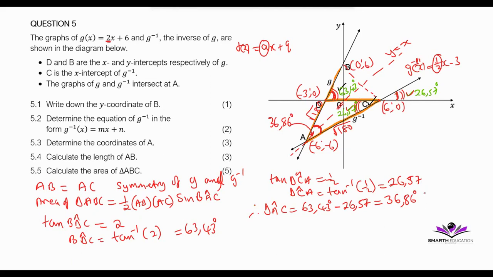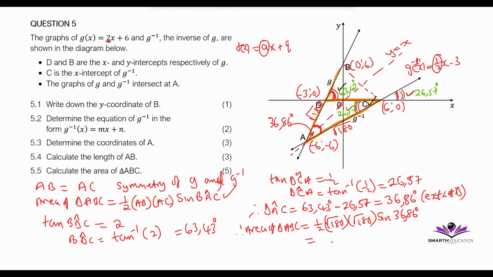Now we can use the sine rule. Here is the exterior angle of triangle. That's the reason. And then now let's use our sine rule. This is our sine rule. So we're saying area of triangle ABC is equal to half, then AB square root of 180, AC square root of 180, and then sine 36.86 degrees.